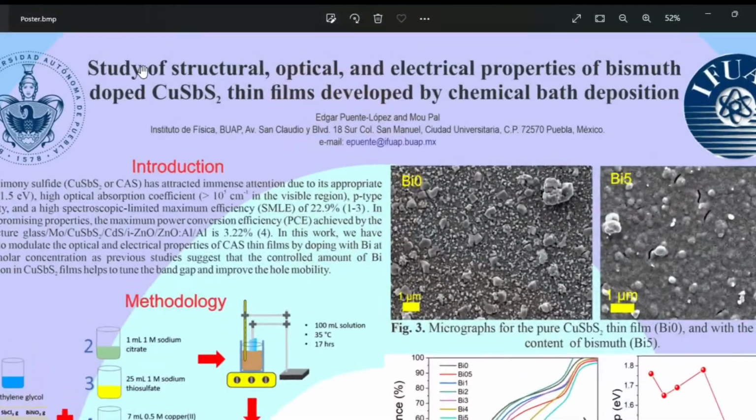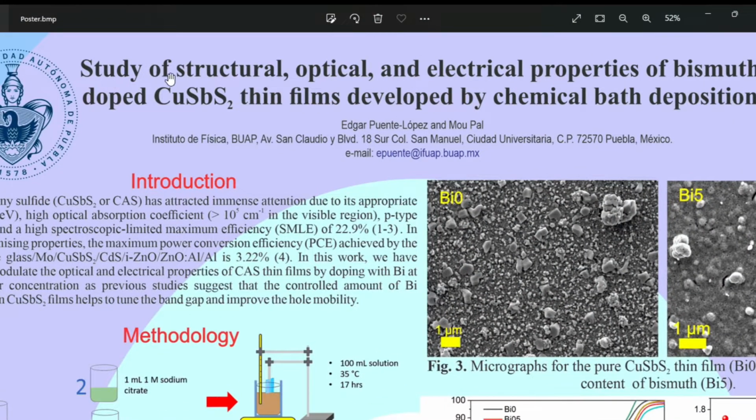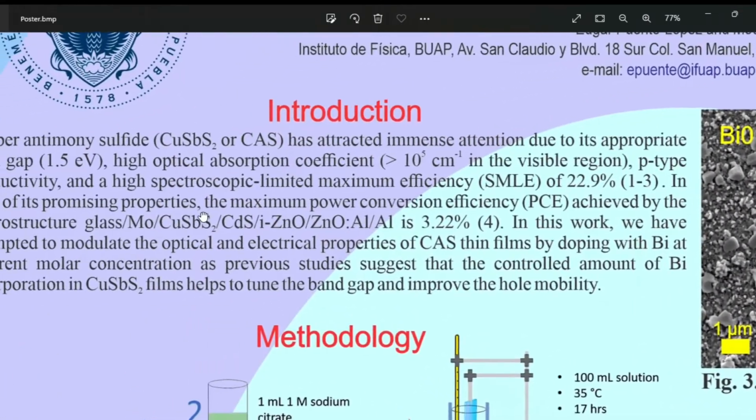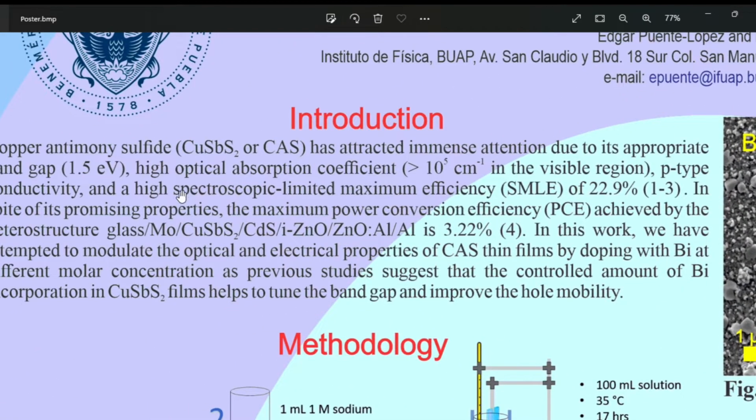Well, the name of my work is a study of the structural, optical, and electronic properties of bismuth-doped copper antimony sulfide in films developed by chemical bath deposition. As introduction, the material we are investigating is copper antimony sulfide in its chalcostibite phase. This material has very attractive properties for use in solar cells.